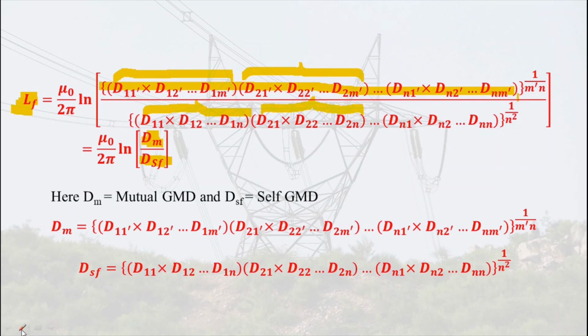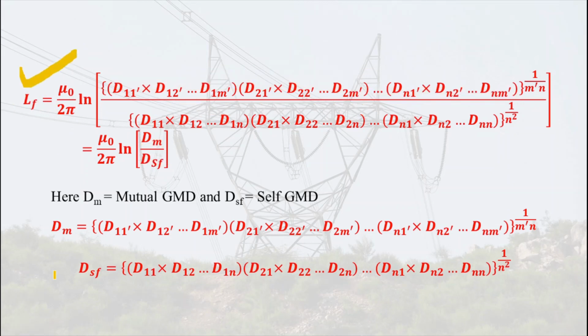So these are very important relations and you have to remember them. There are three very important relations. First is the inductance of forward path. Second is mutual GMD, mutual geometric mean distance, and the formula of mutual geometric mean distance is this. And third one is self GMD, self geometric mean distance.